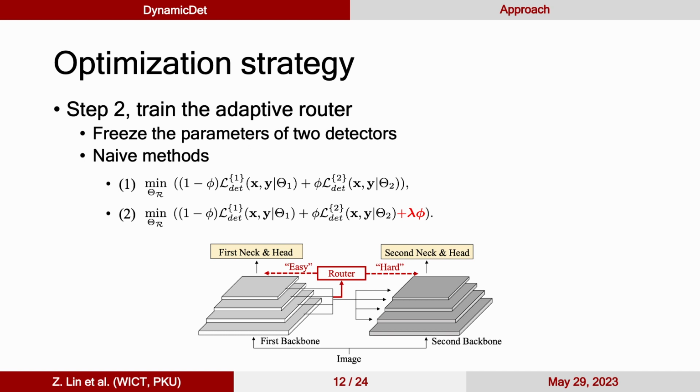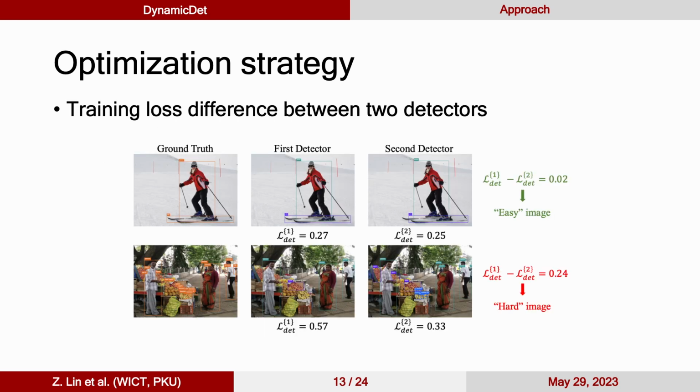Furthermore, if we naively add hardware constraints to the training objective, as in method 2, we will have to adjust the hyperparameter lambda by trial and error, leading to huge workforce consumption. To overcome the above challenges, we propose a hyperparameter-free optimization strategy for our adaptive router.